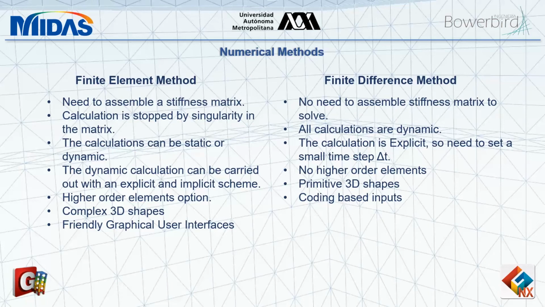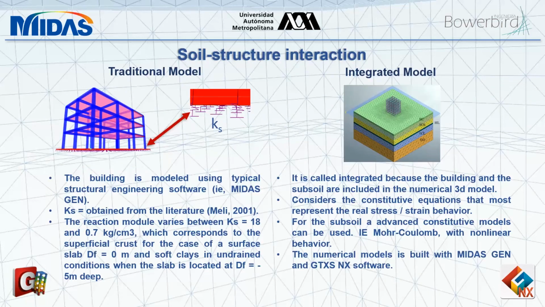And all calculations are explicit. So jumping directly into what we'll be comparing in today's study: on the left side, as we've been saying, this is the traditional model where the ground is modeled by springs with k stiffness. This will be done in Midas Gen. The values we're inputting for the spring stiffnesses were obtained from one of the tables we showed earlier by Meli.